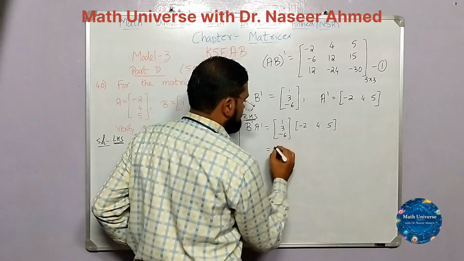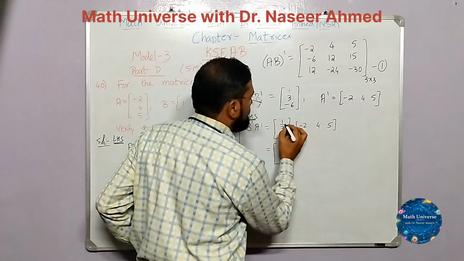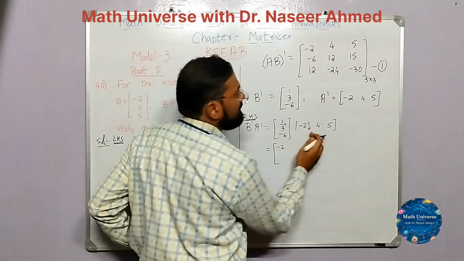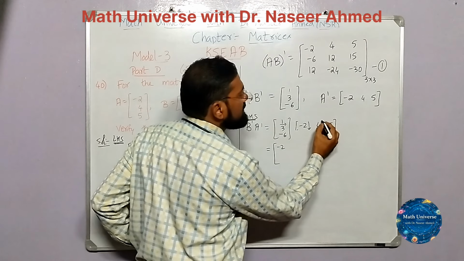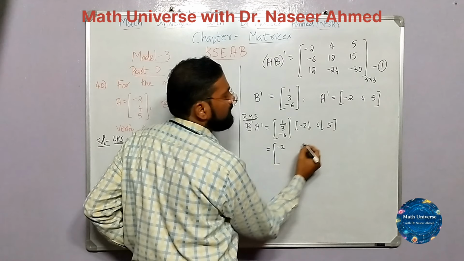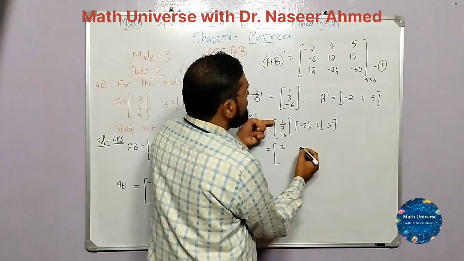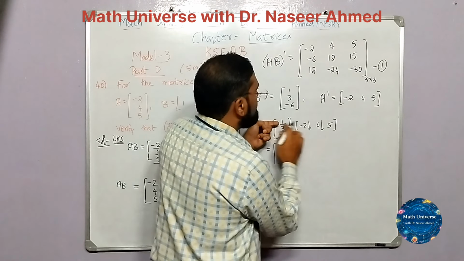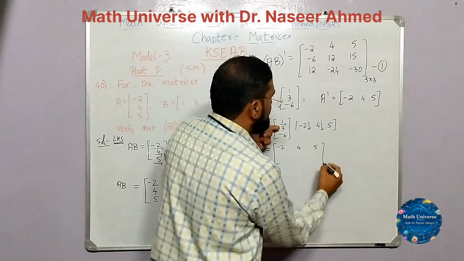Now, first row, first column, 1 into minus 2, minus 2. Do we have any more column entries? No. So jump to the second column. When you go to the second column, I have to give a space. And I'm not going to leave the first row till I complete all the columns. 1 into 4, 4. Then 1 into 5, 5.